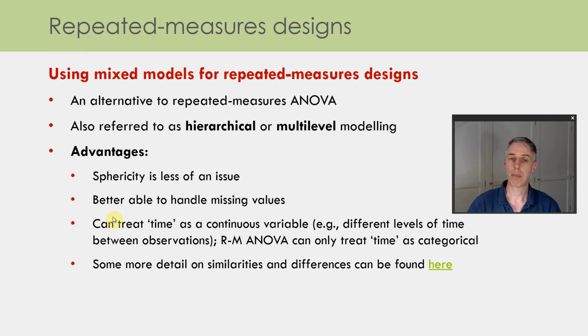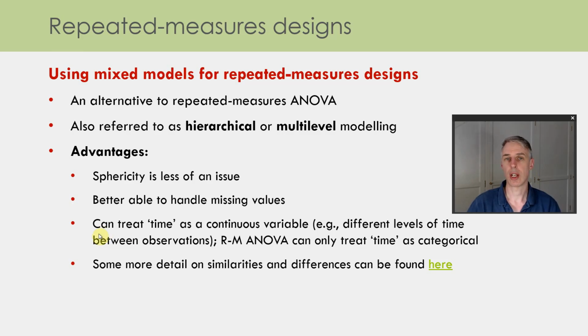Mixed models are also better able to handle missing values. So in a repeated measures design, in repeated measures ANOVA, if you have a missing value for a participant for one of the different measures that they provide, then they get deleted listwise, they get removed entirely. Whereas mixed models has a more flexible approach to handling missing values.